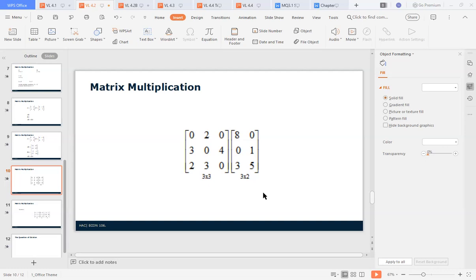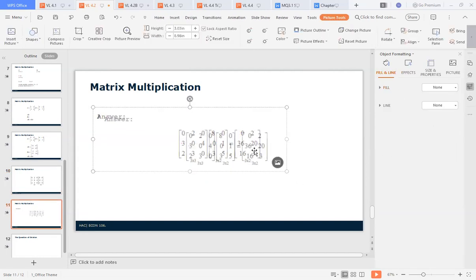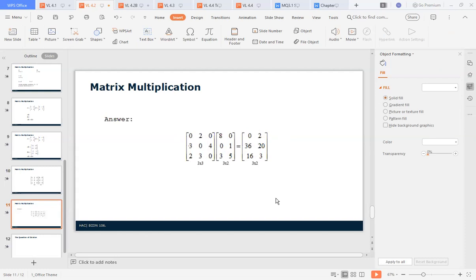BA is not possible because the column dimension of the lead matrix is not equal to the row dimension of the lag matrix, which is the case for BA. So let's start with the exercise for AB here, and the answers would be this one. I hope you got the same answer, class. The elements for AB consist of 0, 2, 36, 20, 16, and 3. I hope you got the correct answer.